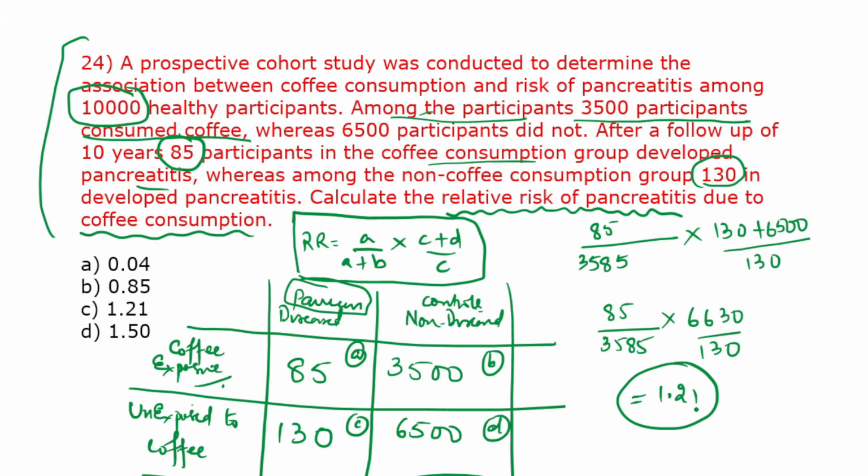Please calculate for yourself. It will come to 1.21. So this is the answer for this question. This is how you have to solve. Most important is, first of all, you have to know the formula. Second is, you have to substitute all the variables, all the numbers. So what is A, what is B, what is C, what is D? You have to derive from the clue given in the question. So please practice this question again and again.